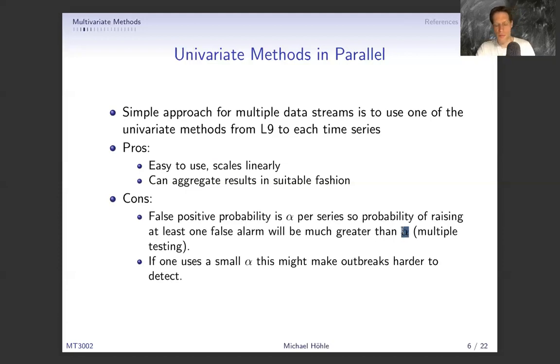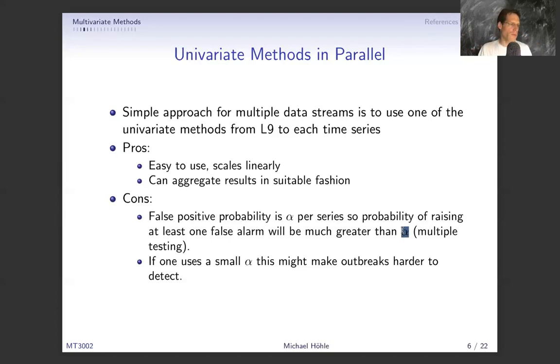It's easiest to show on the independence: then it's simply the probability to get more than one alarm by the binomial distribution. If they are independent, of course, that's the thing, they might not be that. So of course, then the probability is a different one. And then you can think about all kinds of ways to adjust for such a multiple testing problem.